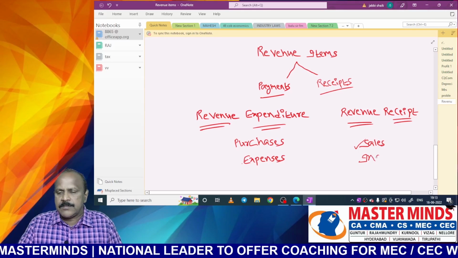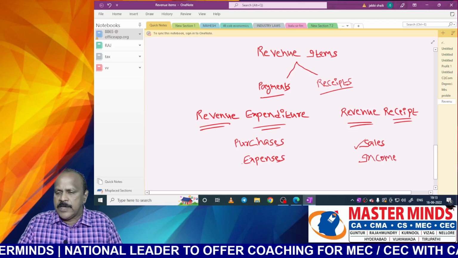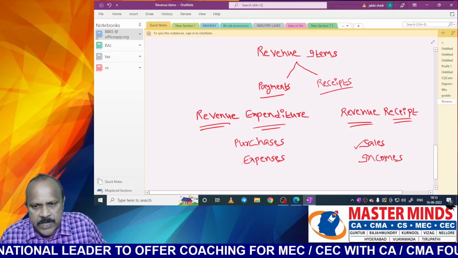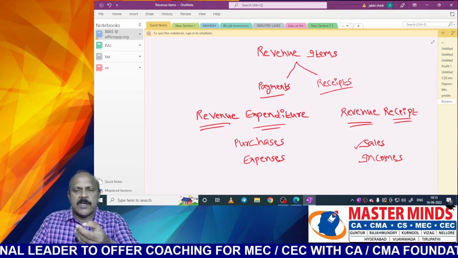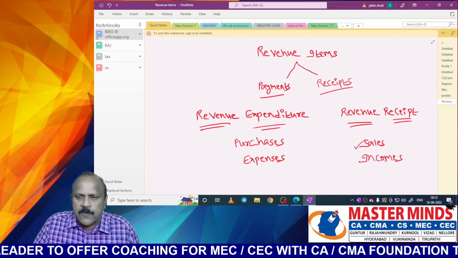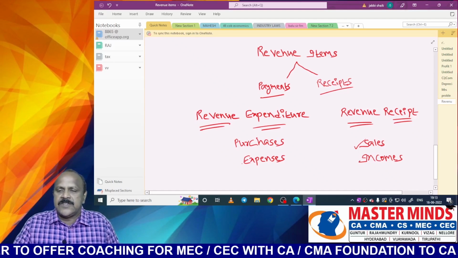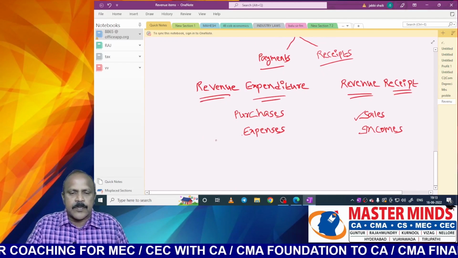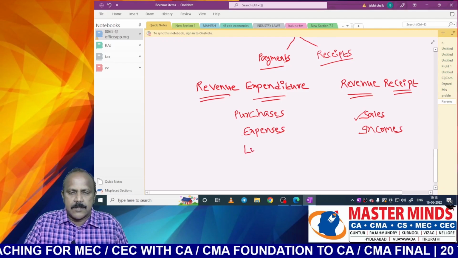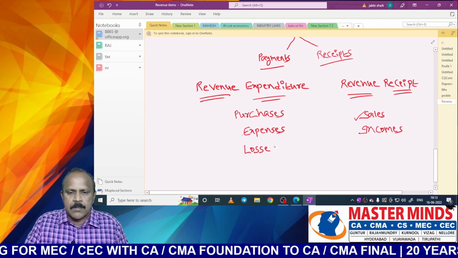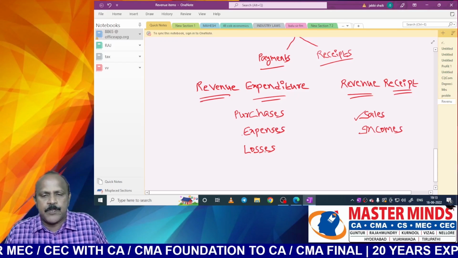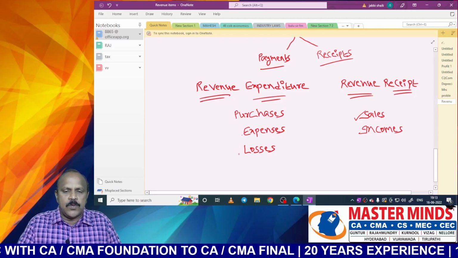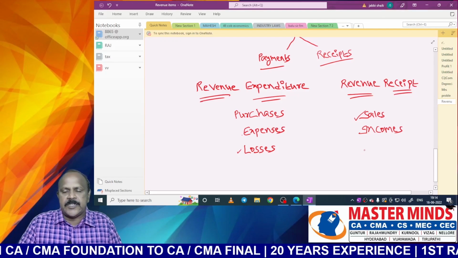When we consider incomes, incomes are revenue, that we know, students. In case of an income we receive, so they are of receiving nature, so these are called revenue receipts. Now, losses. Losses is a revenue item. In case of losses, we lose, so these are called revenue expenditure.